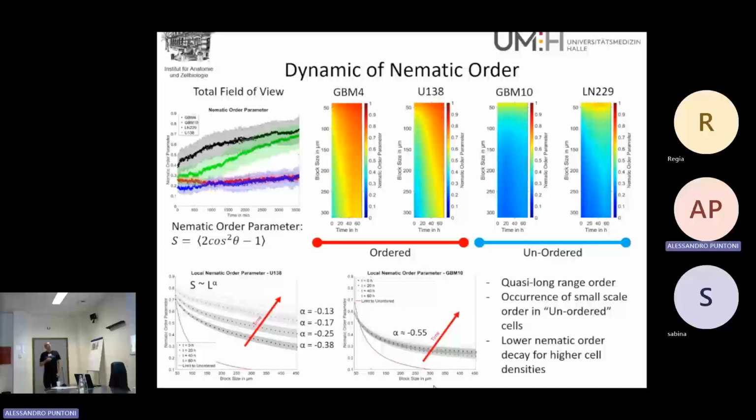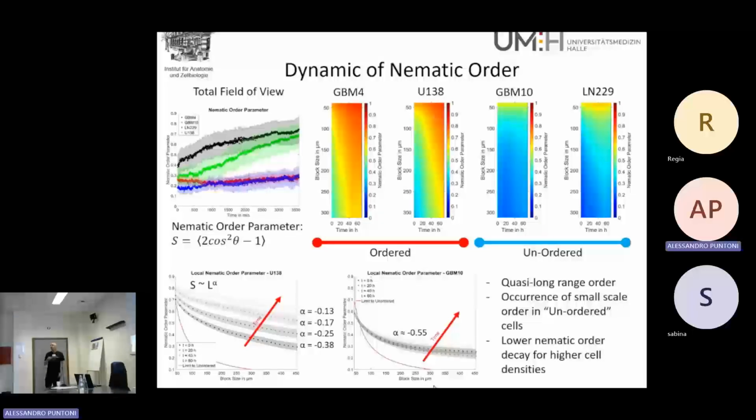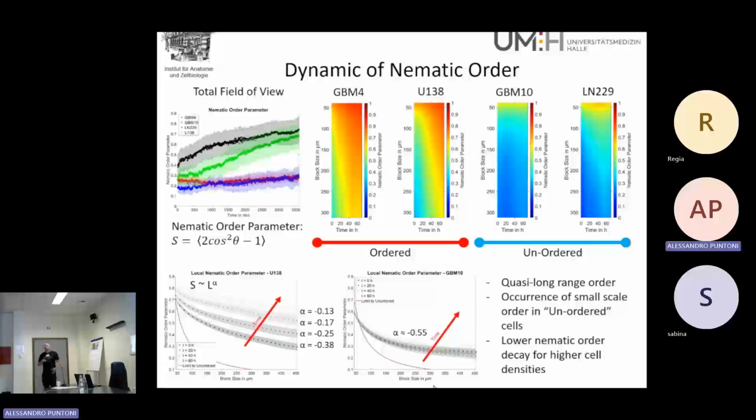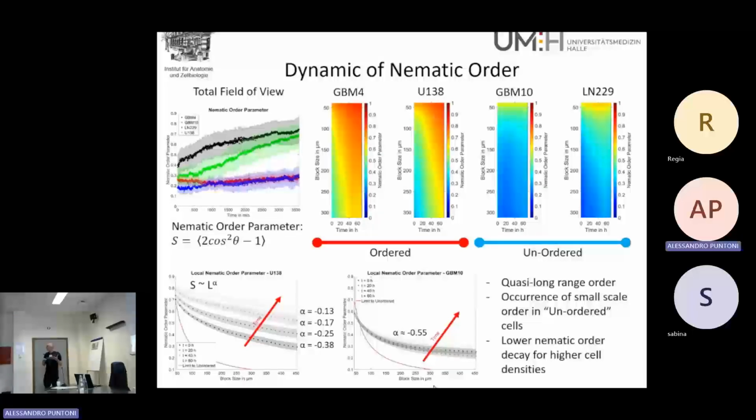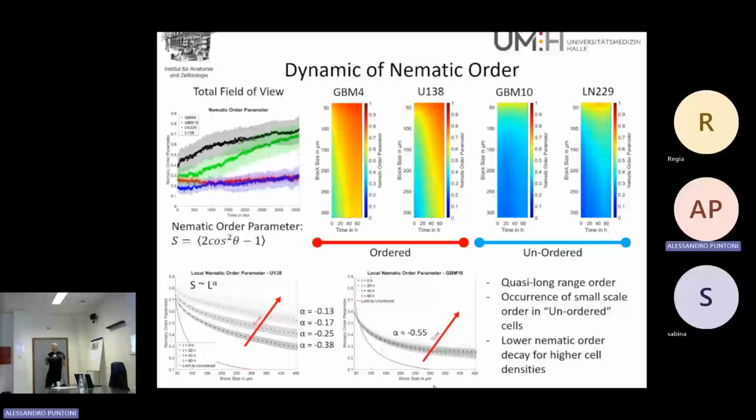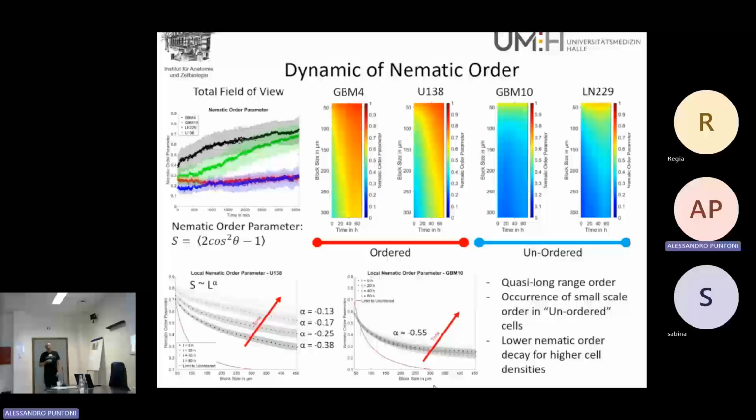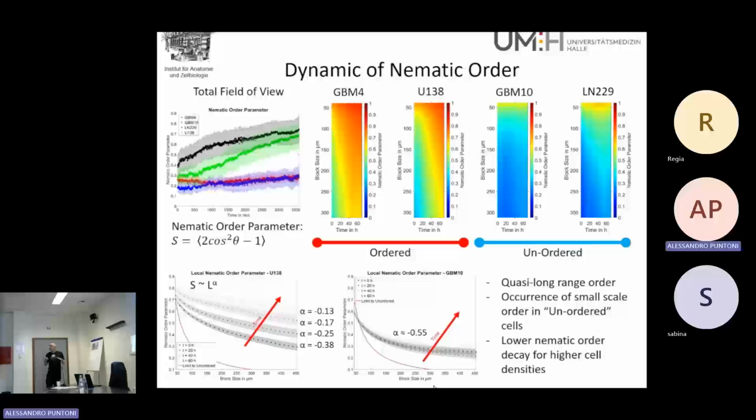Nonetheless, we could also learn more from this kind of analysis, because we did not know what the range of the order actually was. So we wondered if this would be a short-range order, a quasi-long-range order, or a long-range order. As you can see from this graph alone, as a function of space, it's obviously no pure long-range order, because it is decaying as a function of space.